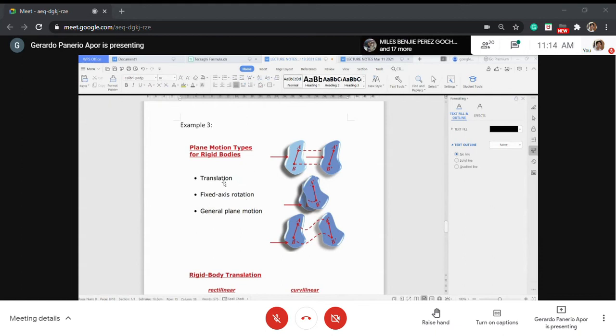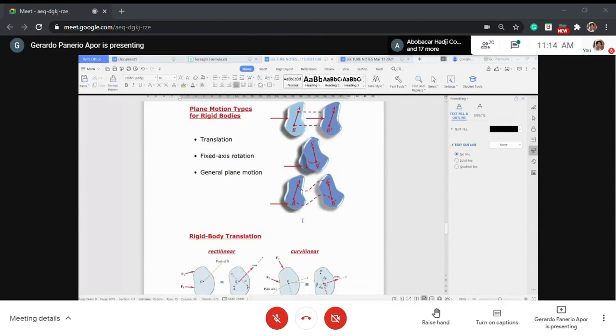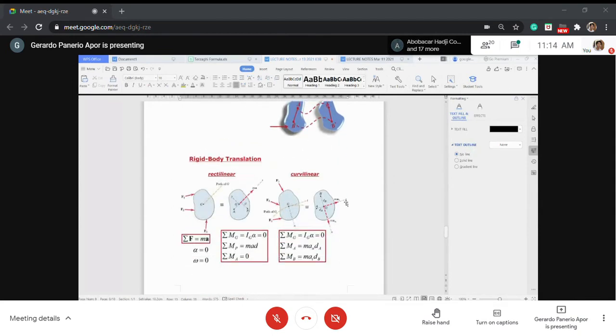So, rotation is a distinct movement from translation. In translation the location changes. In rotation the location does not change, but it still moves. The third type is a combination of the two, called general plane motion. It moves to the other side and also rotates. So general plane motion is translation plus rotation.